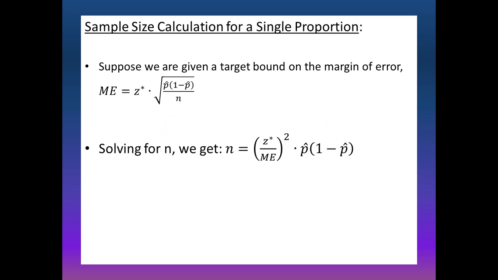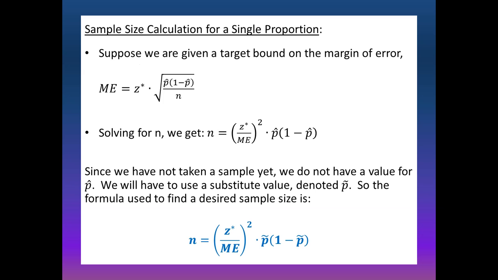Suppose we're given a target bound on the margin of error, so that we don't want the margin of error to be bigger than 0.04 or 0.02 or something like that. Solving for n, we get that formula, which we'll be able to use, except for the fact that if you don't know what n is, then you haven't taken a sample, so how would you possibly have a p hat? Really, we're going to have to use that formula, where p tilde just means some substitute value that we're going to have to use. There are different conditions where we might do different things.